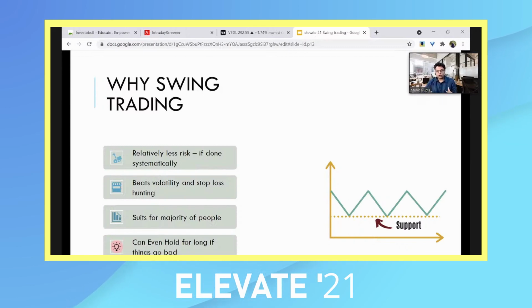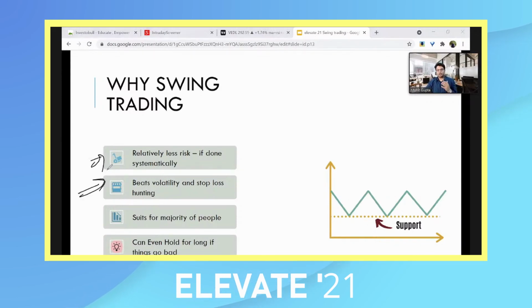We are not having that paranoia of, okay, I'm getting in loss, I'm losing, just punch in an order with double the quantity or triple the quantity. So it's relatively a calmer style of trading, not a very aggressive style of trading. So there is a very high chance of you executing it properly and not making any mistakes, right? This also beats volatility and stop loss hunting.